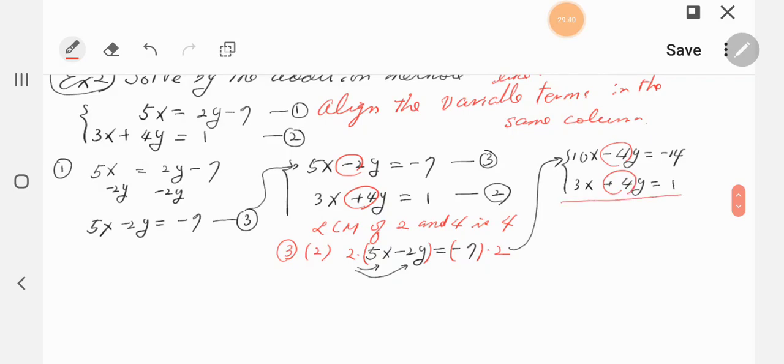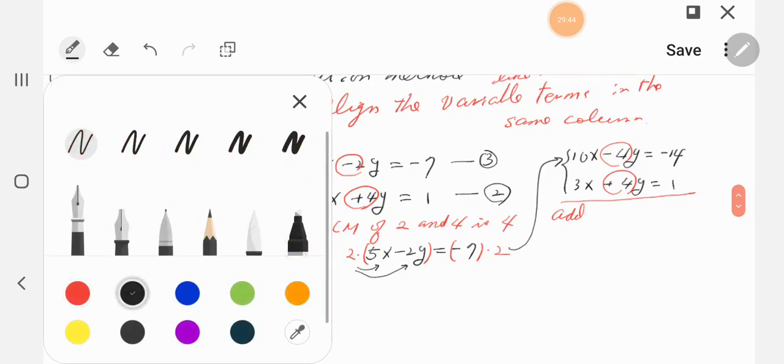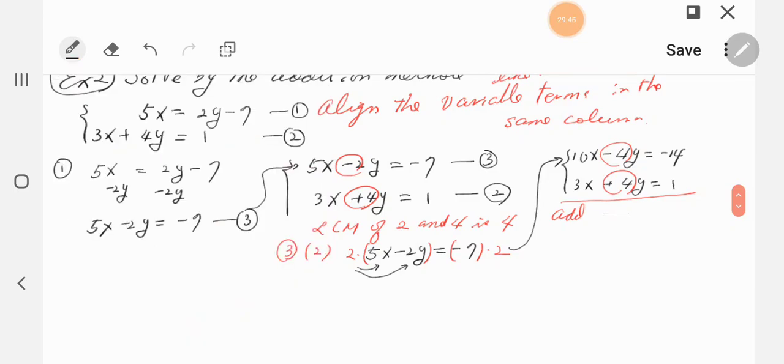So why don't we just add these two? Okay, then 10x plus 3x is 13x. Y terms cancel out. Then this is negative 13. So x is equal to negative 13 over 13. So x equals negative 1. So we found the x value.